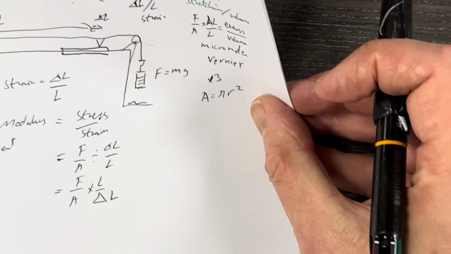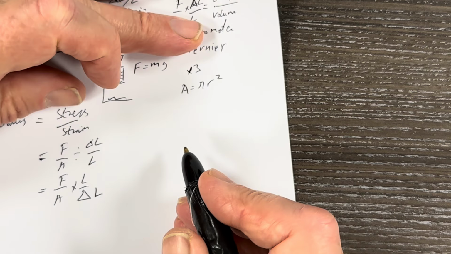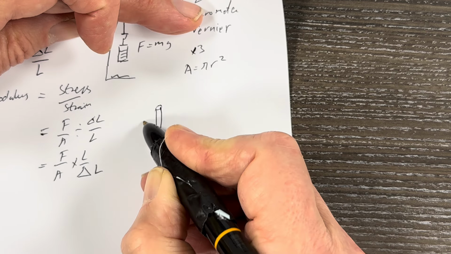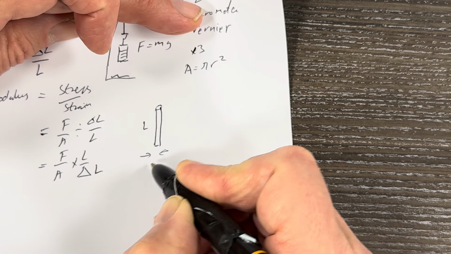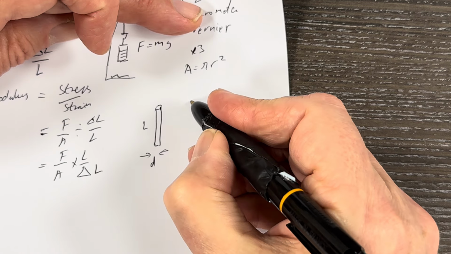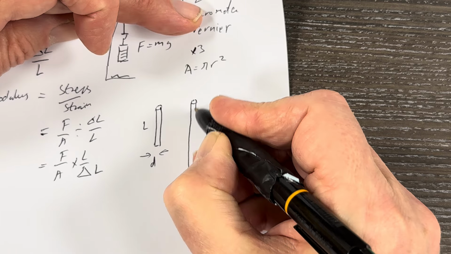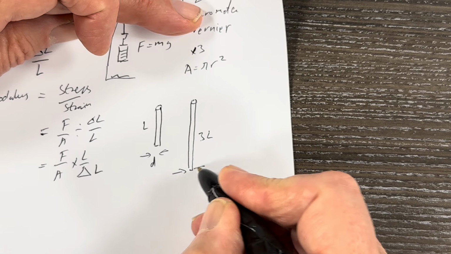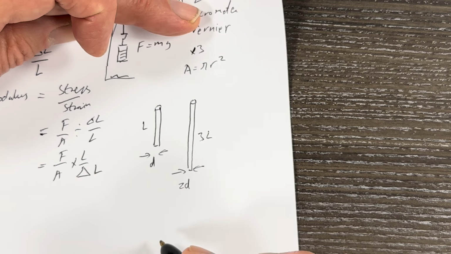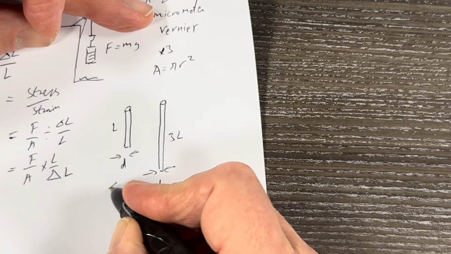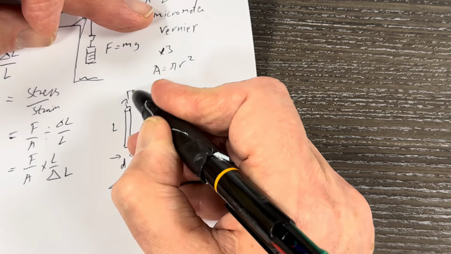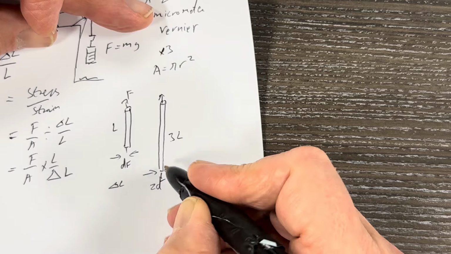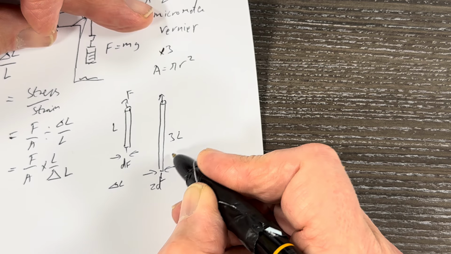We'll sometimes see questions like this. They'll say, here's a wire, length L, diameter D, and then they'll give you another wire, length, I don't know, 3L, which is, it's not too easy, 2D, and say, if this extends an amount delta L with a force F, how far relatively does this one extend with the force F?